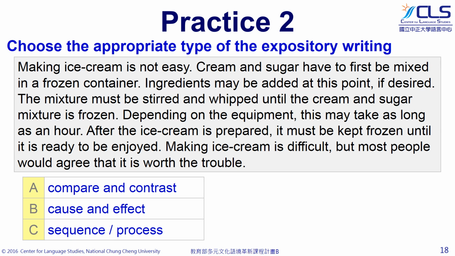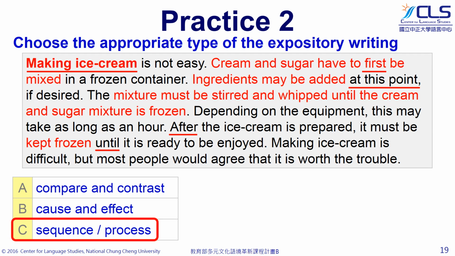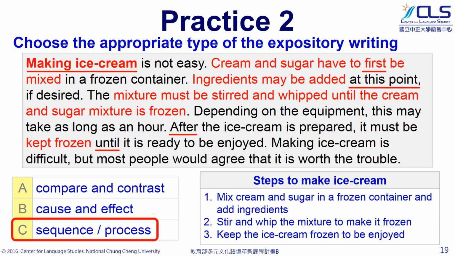Please choose the appropriate type of the expository writing. This is a sequence or process writing. The keywords first, at this point, after, and until introduces process of making ice cream. As shown in the writing, there are 3 steps for making ice cream.